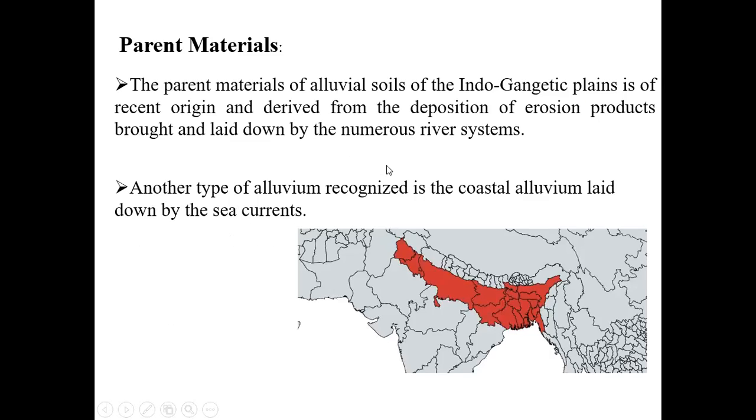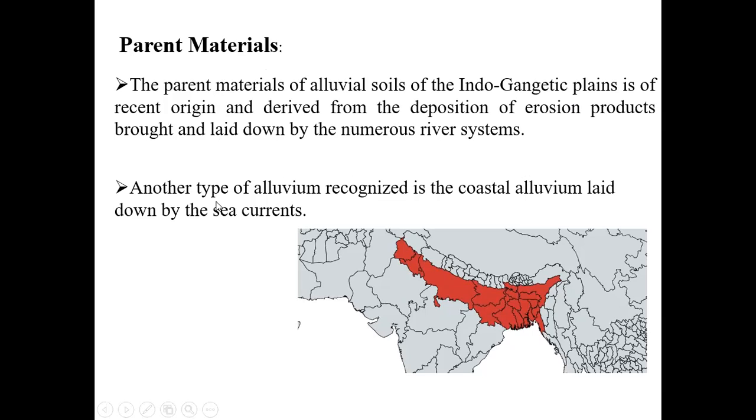And the parent material. Mostly these are nothing but erosion products, erosion products of the river systems. These alluvial deposits are completely laid down by the numerous river systems. So all these river deposits are the source of parent material for this type of soils.